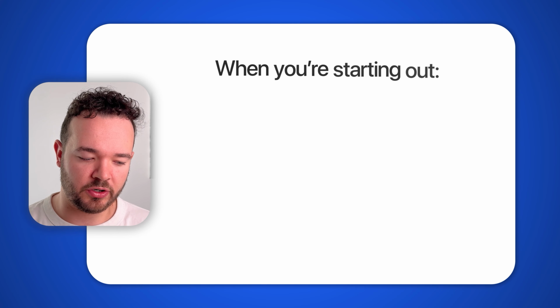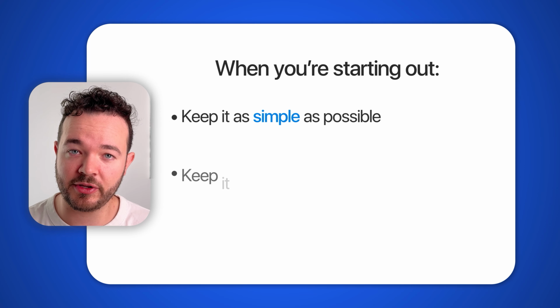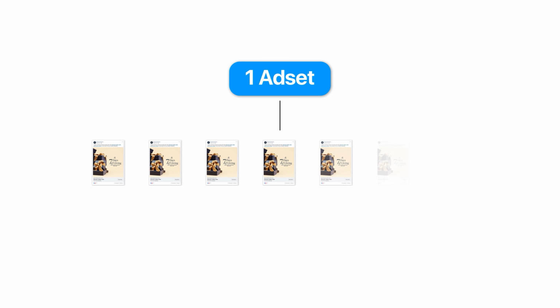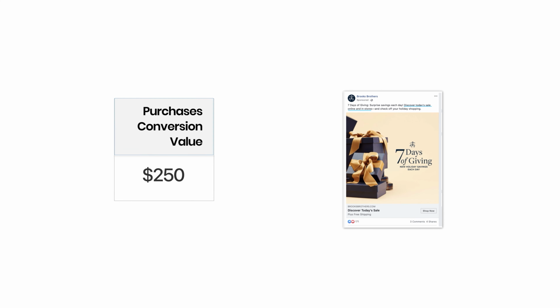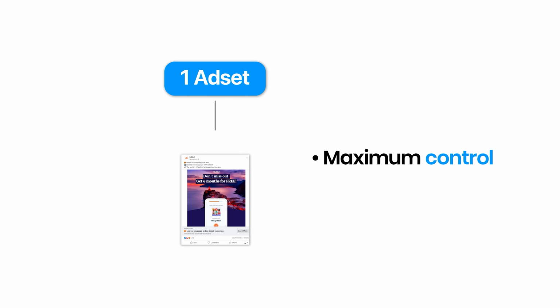So when you're starting out, you want to keep it as simple and as consolidated as possible. There's a few different ways you can do this at a high level. You go from one extreme of testing where you essentially have one testing ad set and you put 150 ads in there, and Facebook will tell you the one winner from that. And then you have the other extreme, which is one ad per ad set, which gives you the maximum amount of control, but also costs you the most money to do your testing. And I'll explain both processes and which one is best.